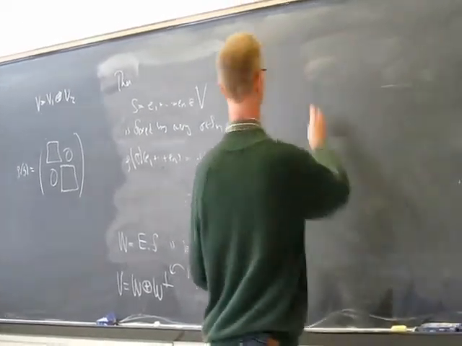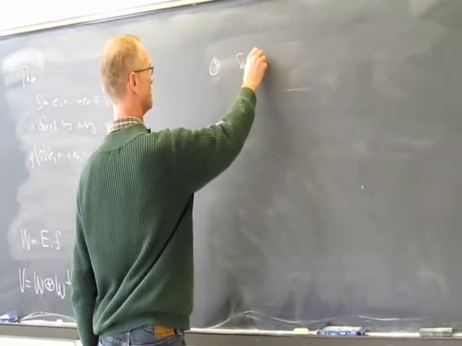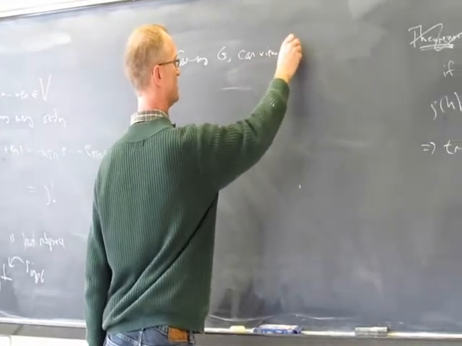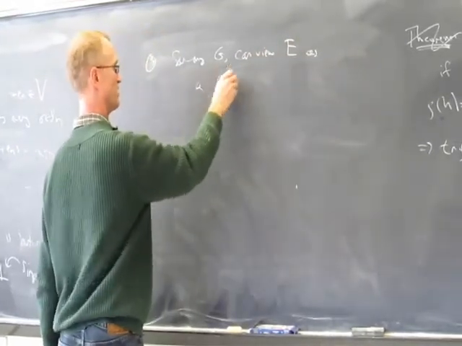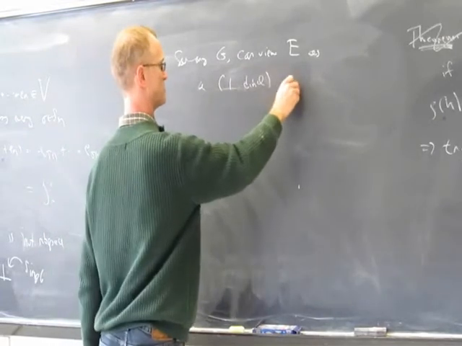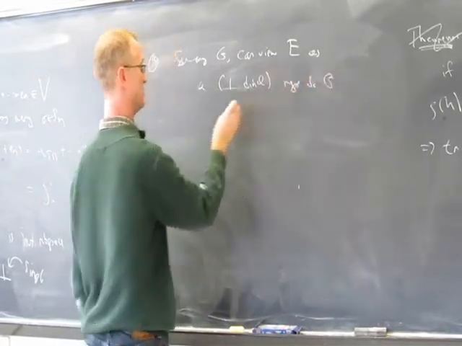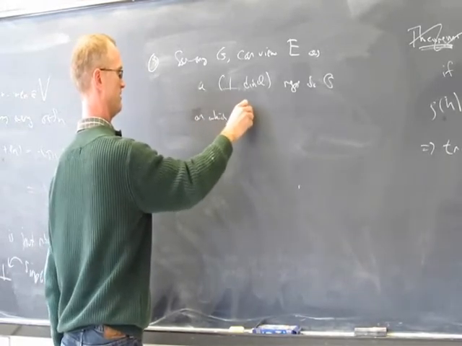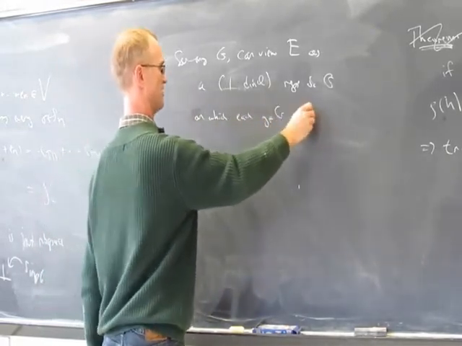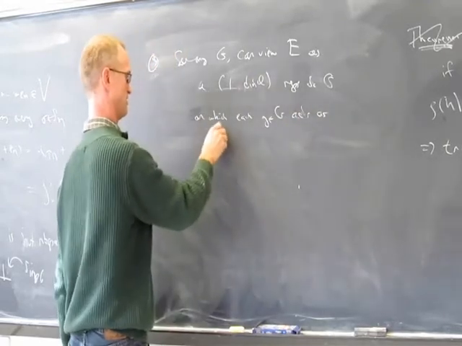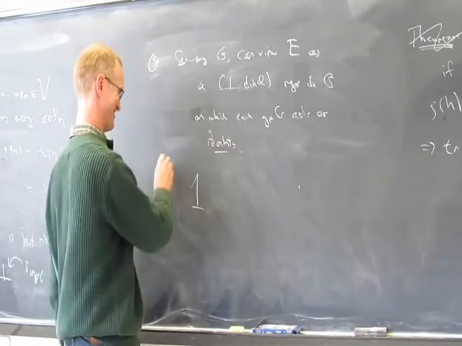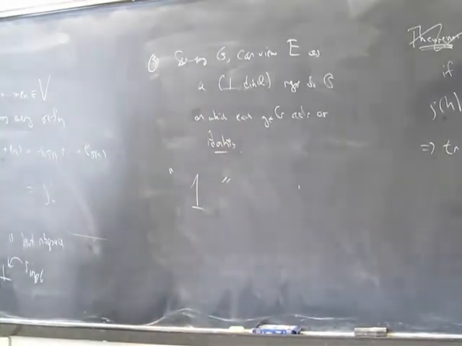So 3 is for any G, I can view E as a 1-dimensional representation of G on which each g in G acts as the identity. So I actually often call that representation 1. Does that always correspond to the conjugacy class of the identity?